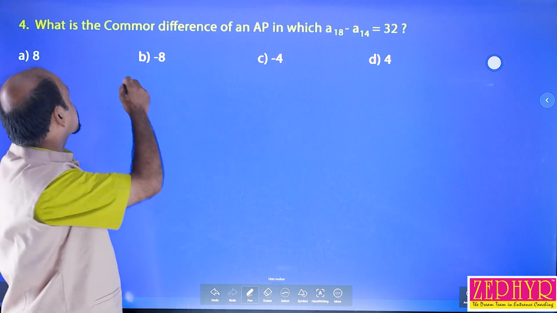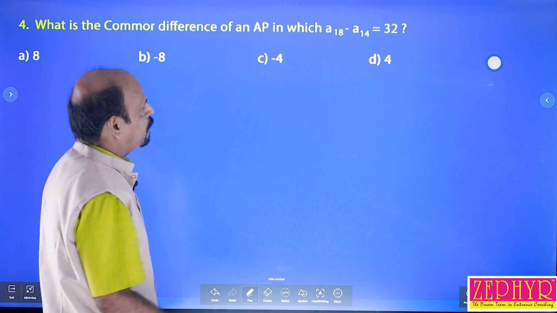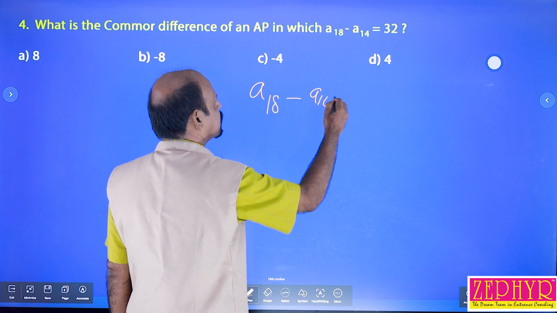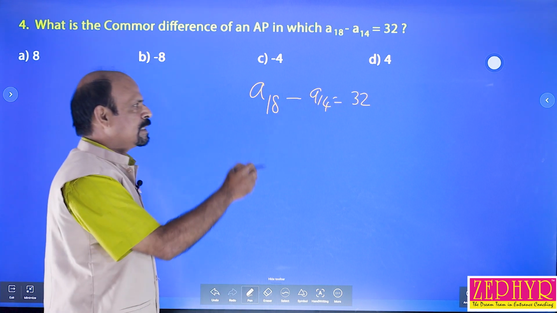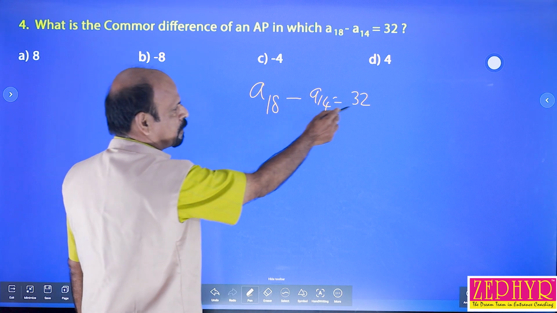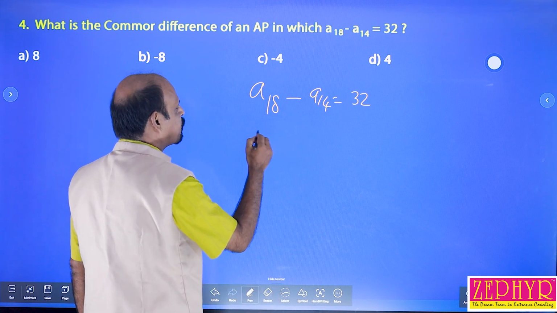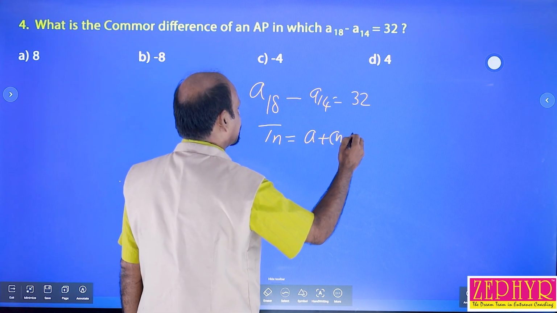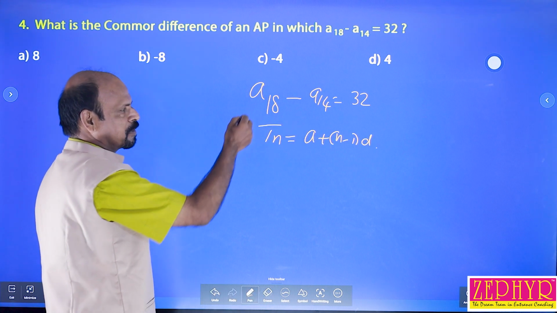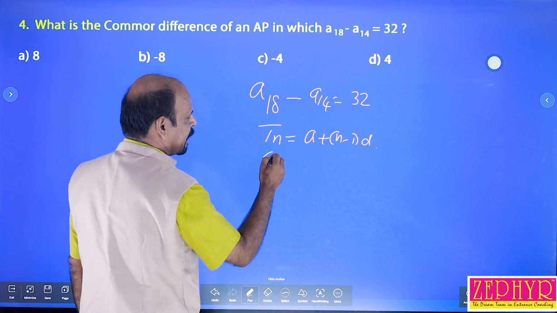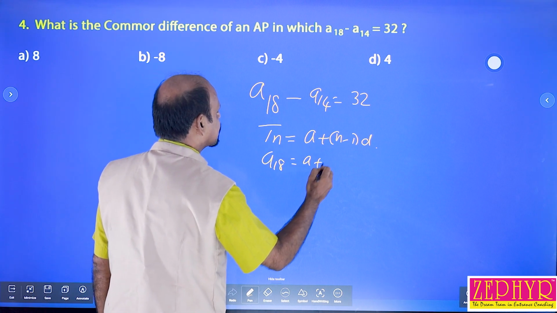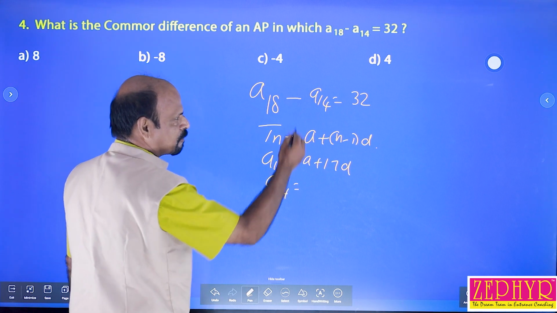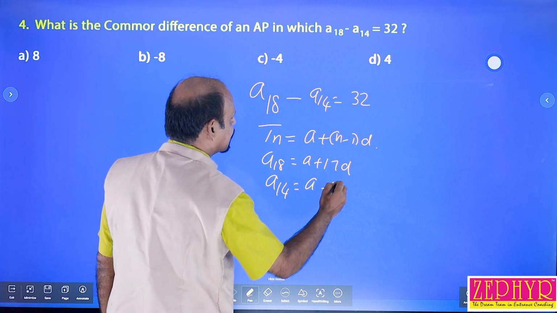Now we are coming to the next question. What is the common difference of an AP in which A18 minus A14 equal to 32? They are given the difference between 18th term and 14th term is 32. We know the formula for general term is A plus n minus 1 into D. So we can substitute for A18. A18 is given by A plus 17D, and A14 by using the general formula we can write A plus 13D.